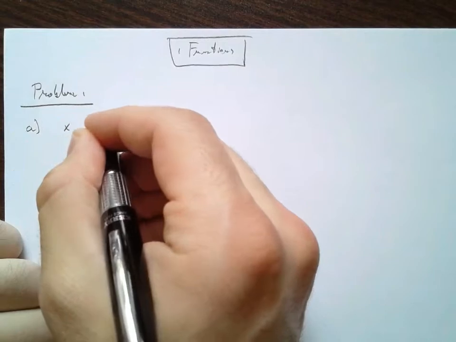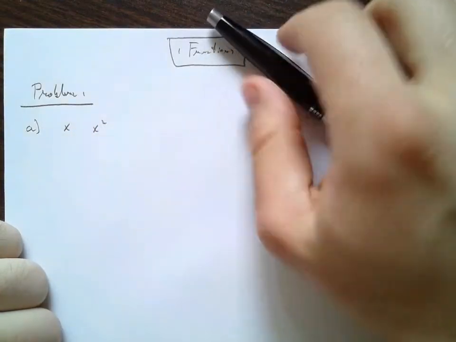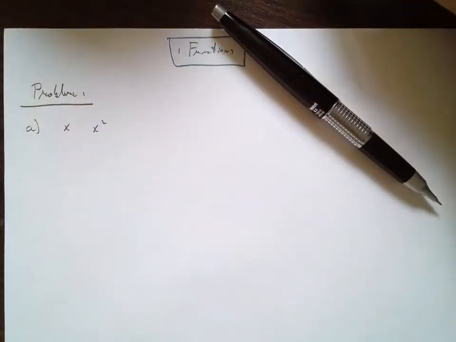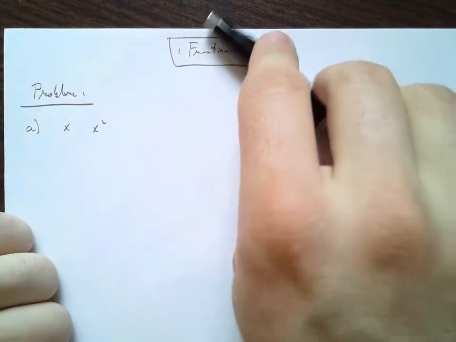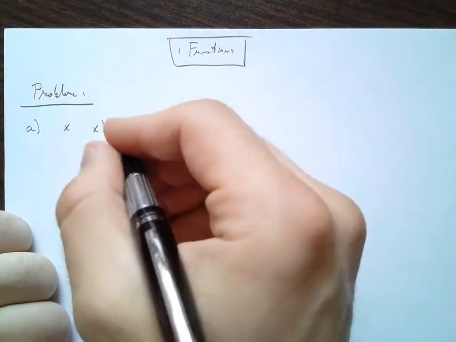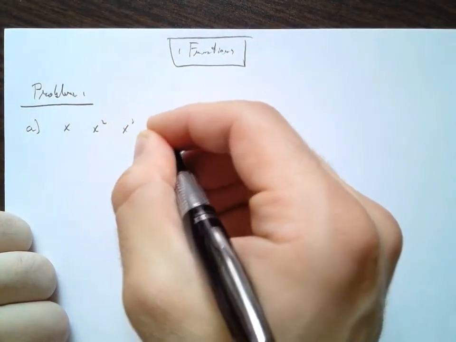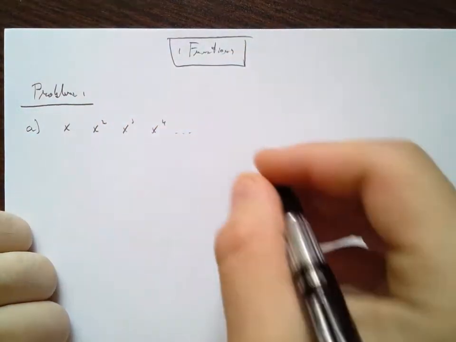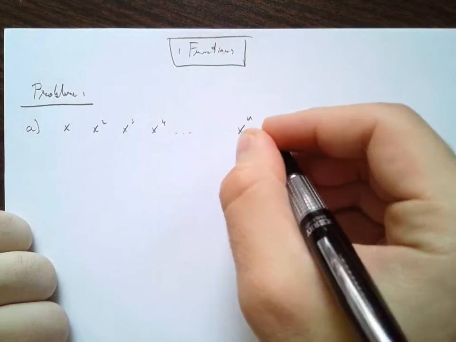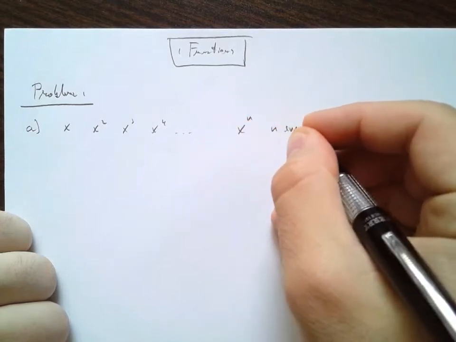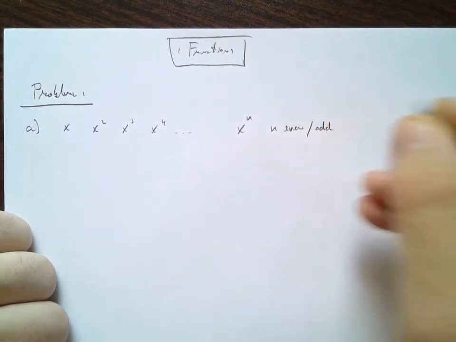functions x squared. Let me just rearrange the screen a little bit so I could see this a bit better. I'm looking at the problems on my own screen here. X cubed, x to the fourth, and so on. Basically, we're looking at the function x to the n for n even or odd.